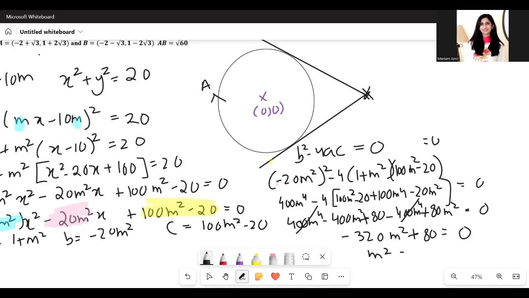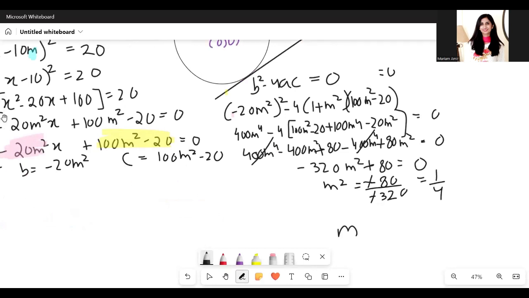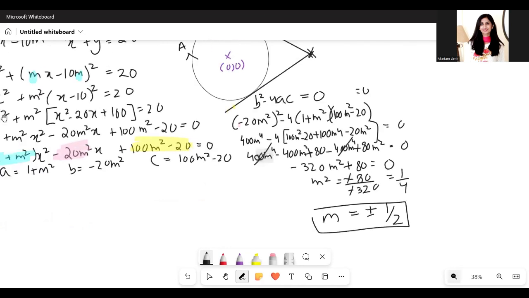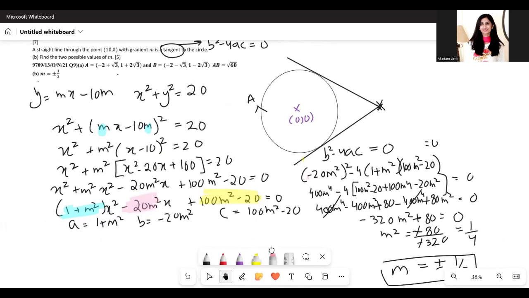Now we have m squared equals, 80 goes to the other side, becomes minus 80. Minus 320 divides with it. Minus minus gets cancelled. So you get 1 over 4 equals m squared. That gives m equals plus minus half. These are the two values of m. And that brings us to the end of the question.